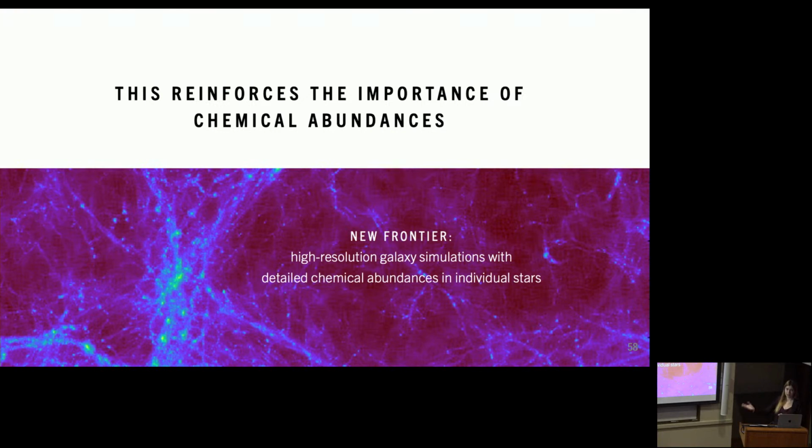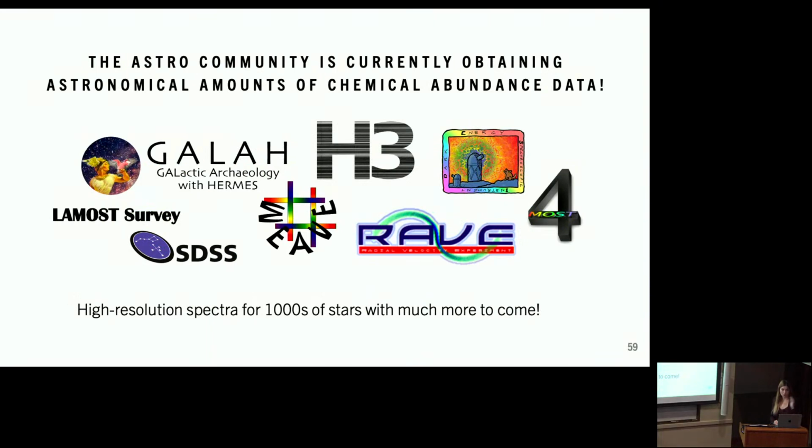I've been working on high-resolution galaxy simulations with really detailed chemical abundances in individual stars. The interesting part is the focus on the chemicals in the individual stars. This was motivated by our results, but also by the fact that the astro community is currently obtaining an astronomical, pun intended, amount of chemical abundance data. You may recognize some of these surveys, especially H3, which is Charlie Conroy's survey here at the CfA. Additionally, a bunch of other surveys have or will be collecting high-resolution spectra for thousands of stars, with much more to come. So we're getting a ton of data.